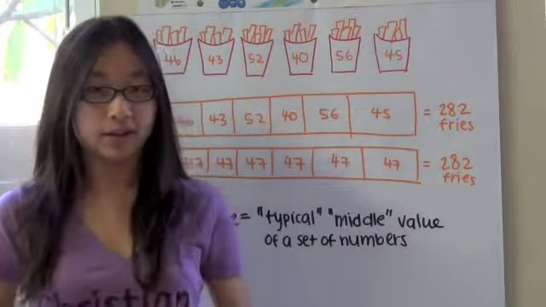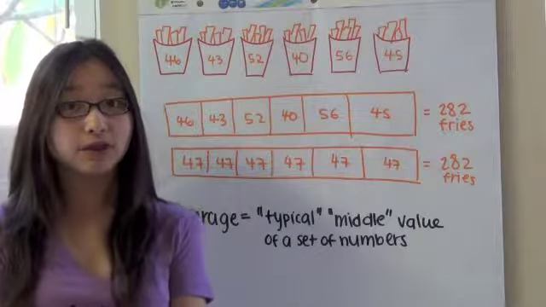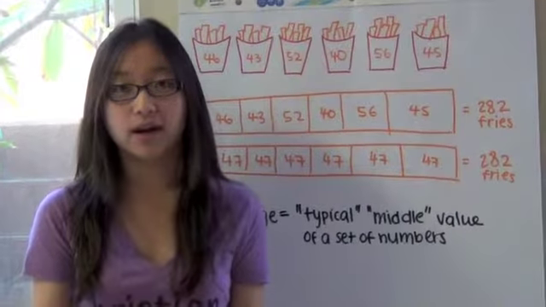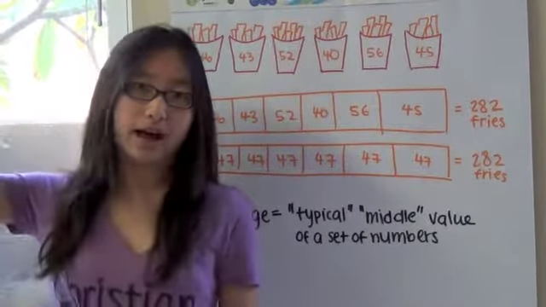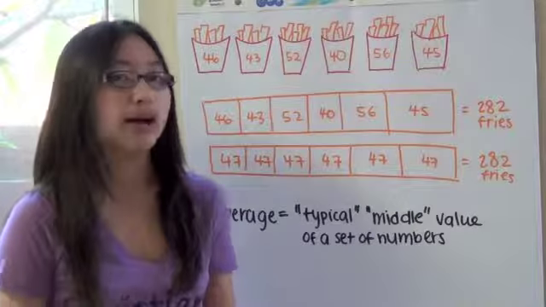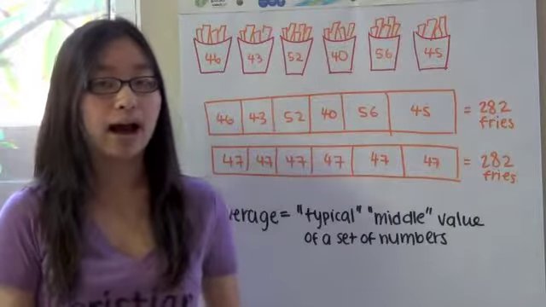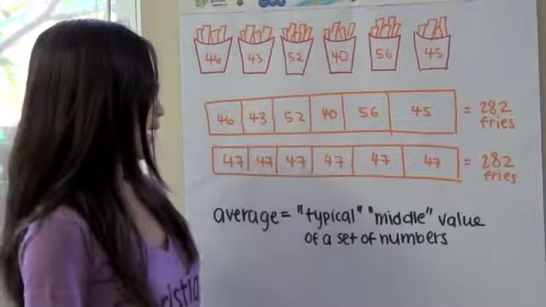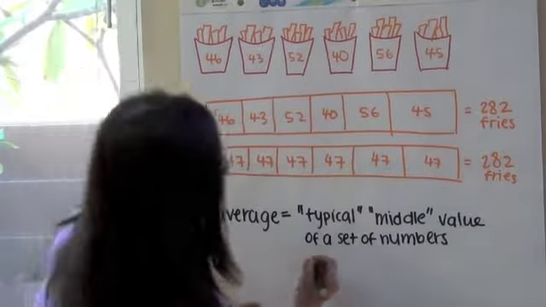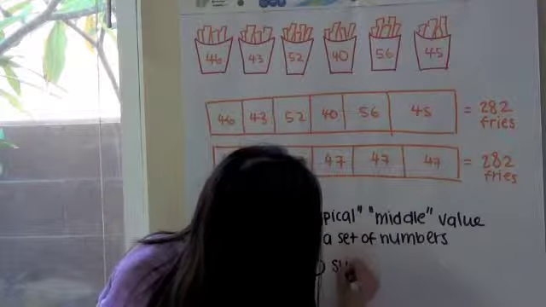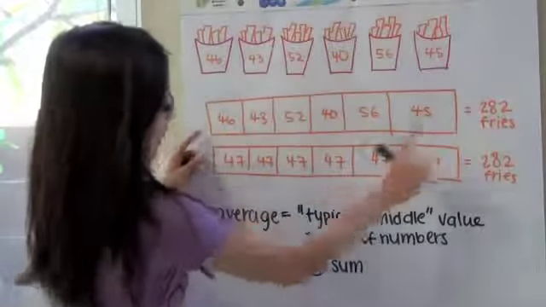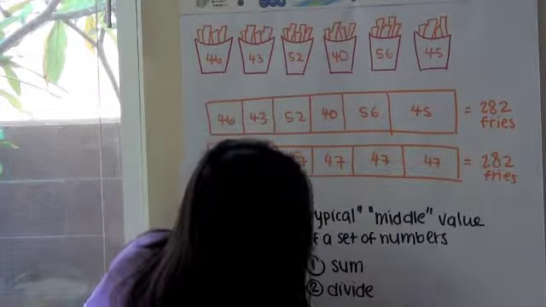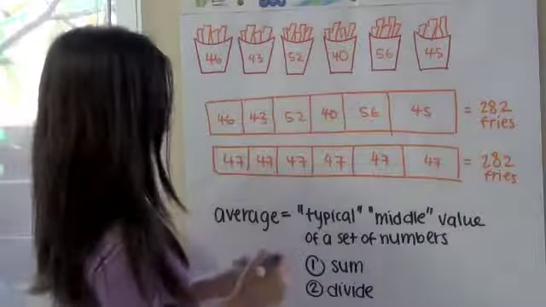And you're probably already familiar with average, even though you might not know it's called average. For example, in your class, everybody is a different height, but the average height of a student in your class might be 4 foot or 5 foot, depending on your class. So in that case, the average is the typical middle value of all those different heights. And how you find that is just as we did here. You find the sum of the different elements, and then you divide by how many things you have.